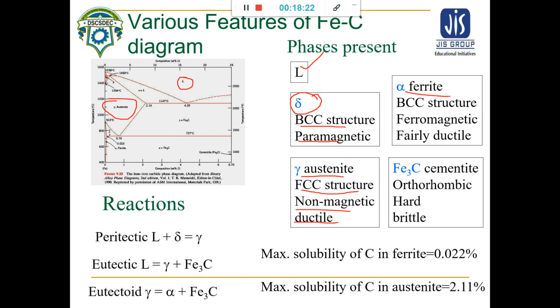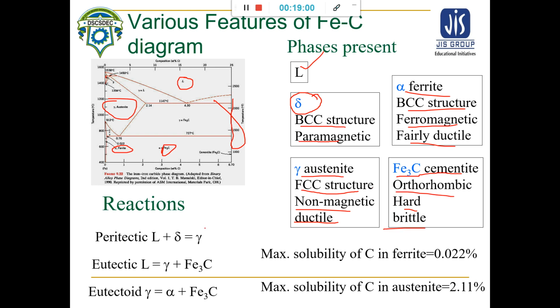Next there is alpha ferrite. Alpha ferrite has a BCC structure, is ferromagnetic, and is fairly ductile. Next there is Fe3C cementite. This portion is completely the cementite portion. This curve is completely the cementite curve. So after 6.67% of carbon, there is only cementite present. Cementite is an orthorhombic, hard and brittle material.